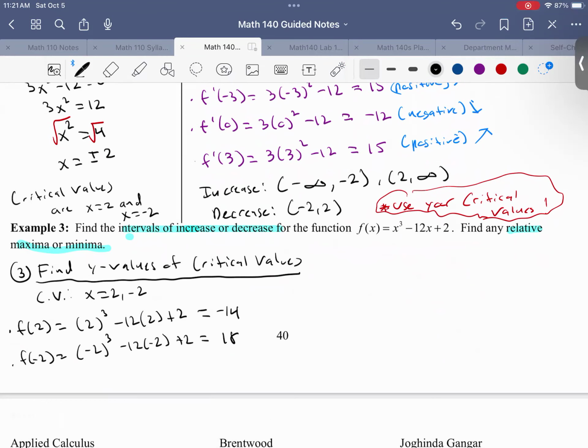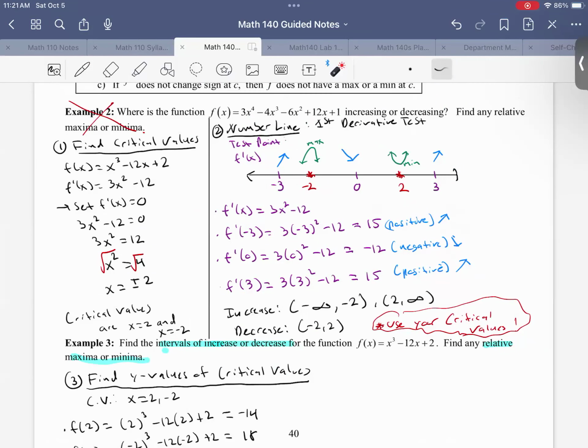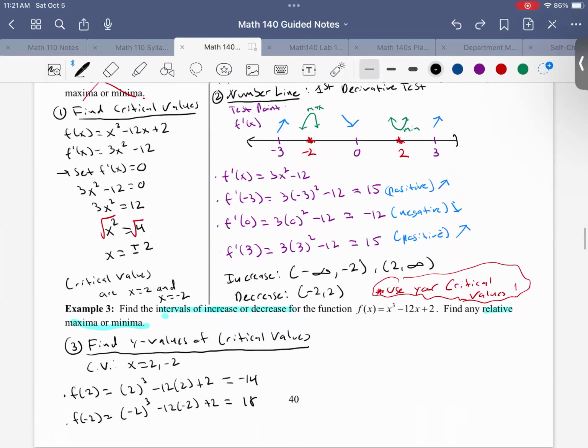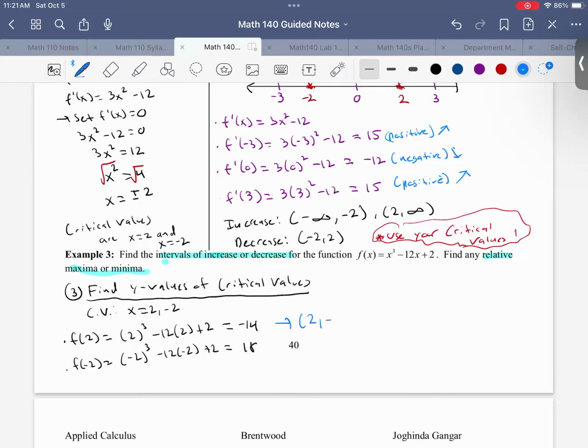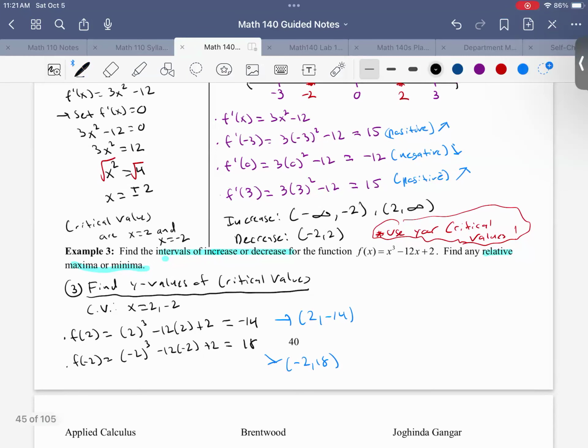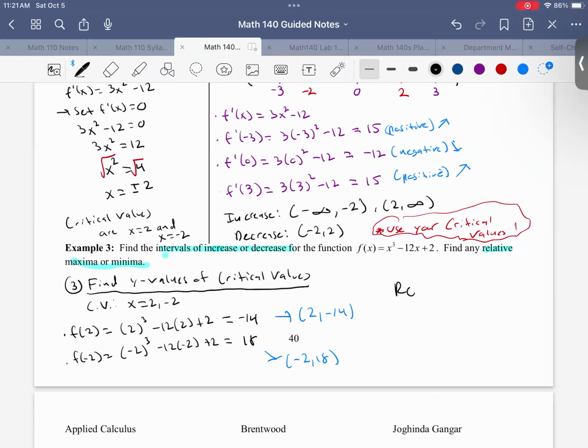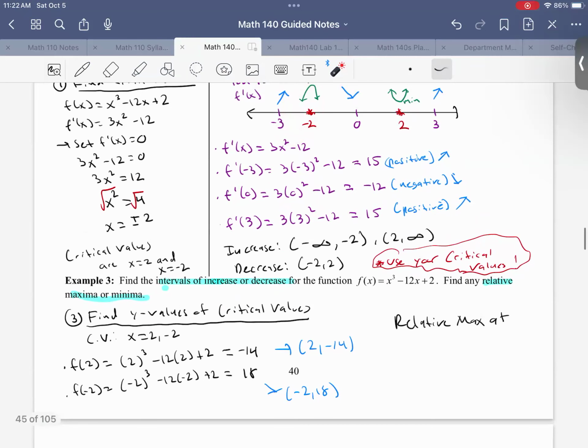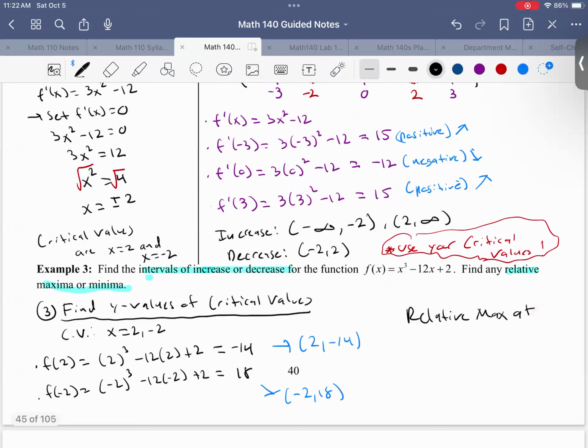Okay. I know here at -2, it's a maximum just by the way my first derivative test went. First, let me rewrite this as a coordinate point. It's the coordinate point 2 comma -14 and coordinate point -2 comma 18. So my solution is I have a relative max at -2, 18, and a relative min at 2, comma, -14.